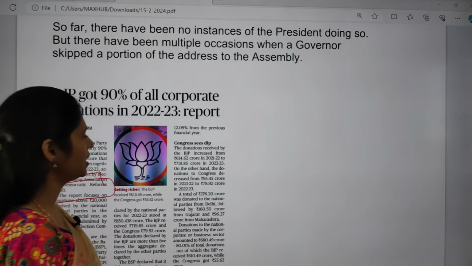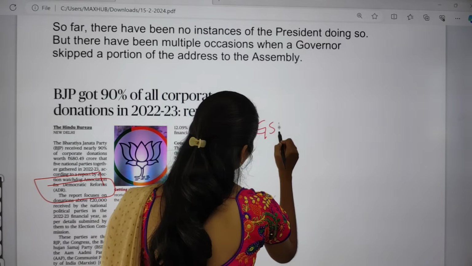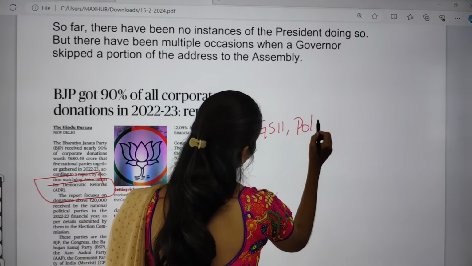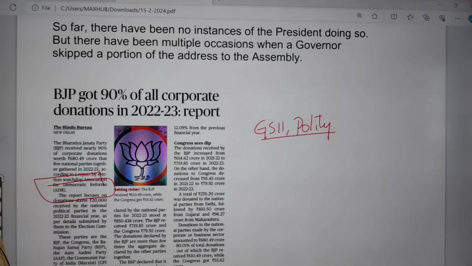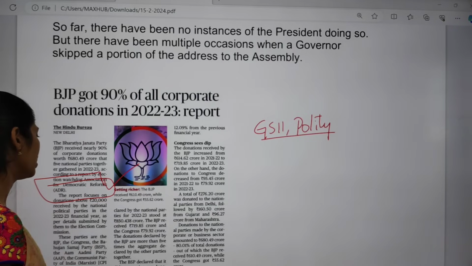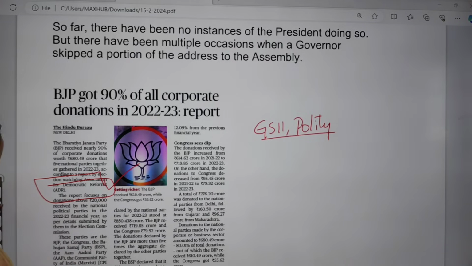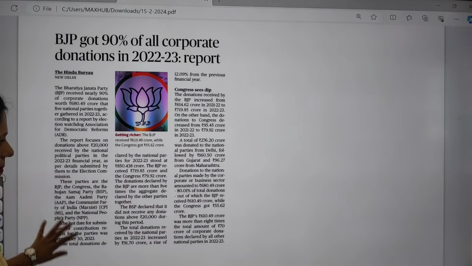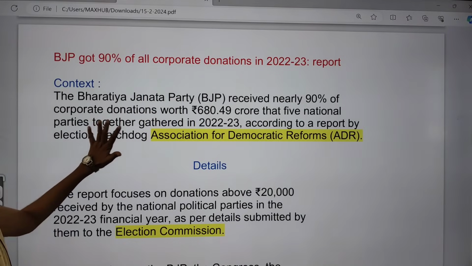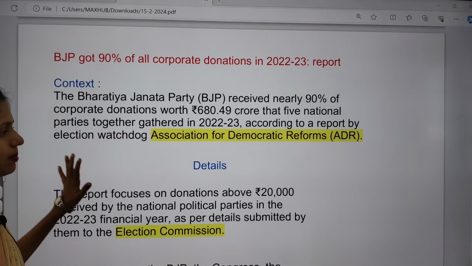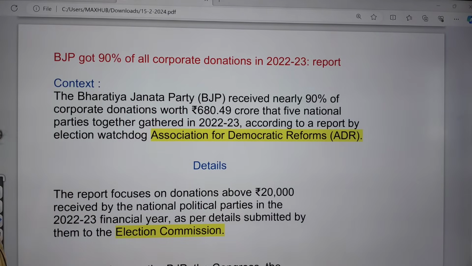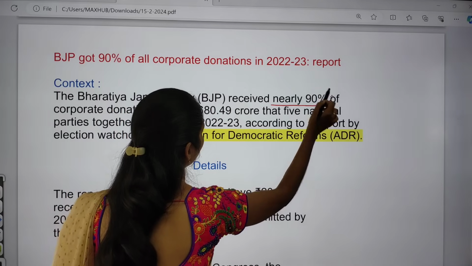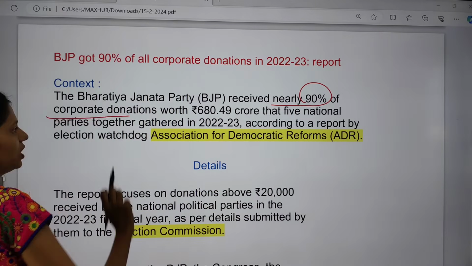This article is important for your GS paper 2 under politics. Here you have to know about political party funding, and you have to know about ADR, that is the Association for Democratic Reforms. Now let us see the context, why it is in the news. The BJP, the party in power at the union or central level, received nearly 90% of corporate donations.